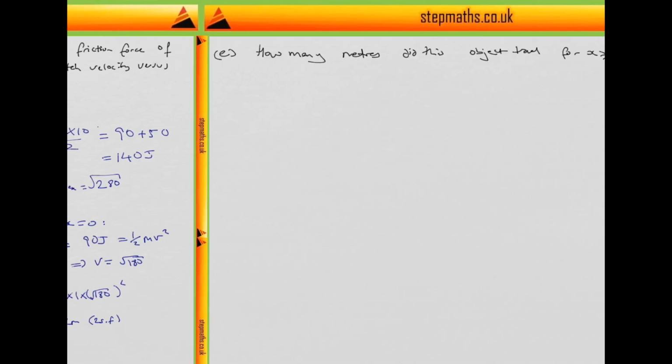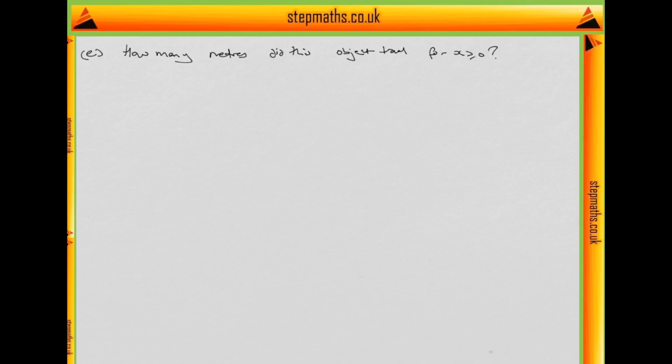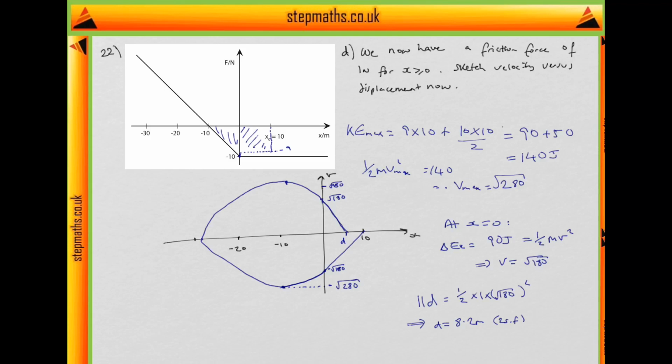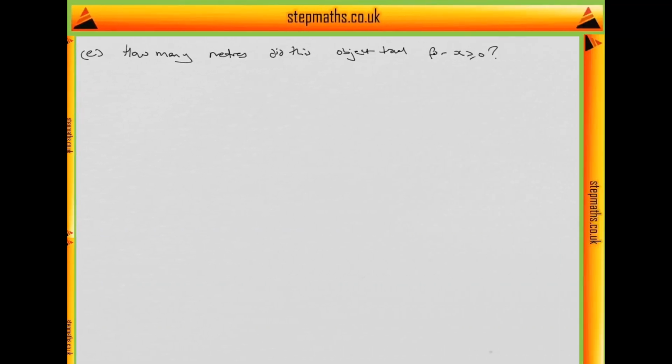And finally, we're asked, how many meters does this object travel for x greater than or equal to 0? Well, that just corresponds to here and here. We know it's gone from 10 to 0 here, and from 0 to d, which was 8.2. So it's 10 plus 8.2, which gives us an answer of 18.2 meters. And that is the answer.